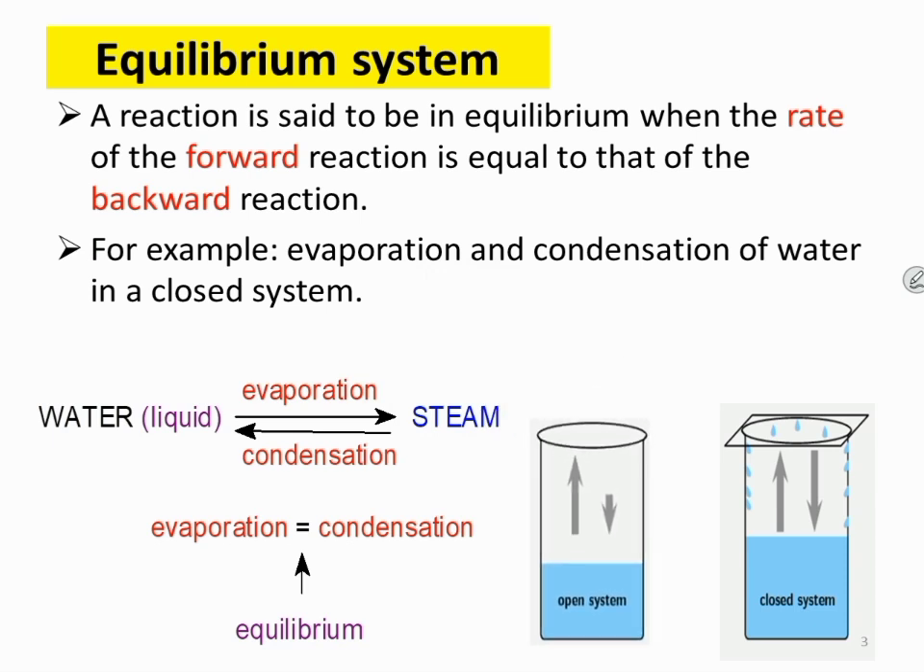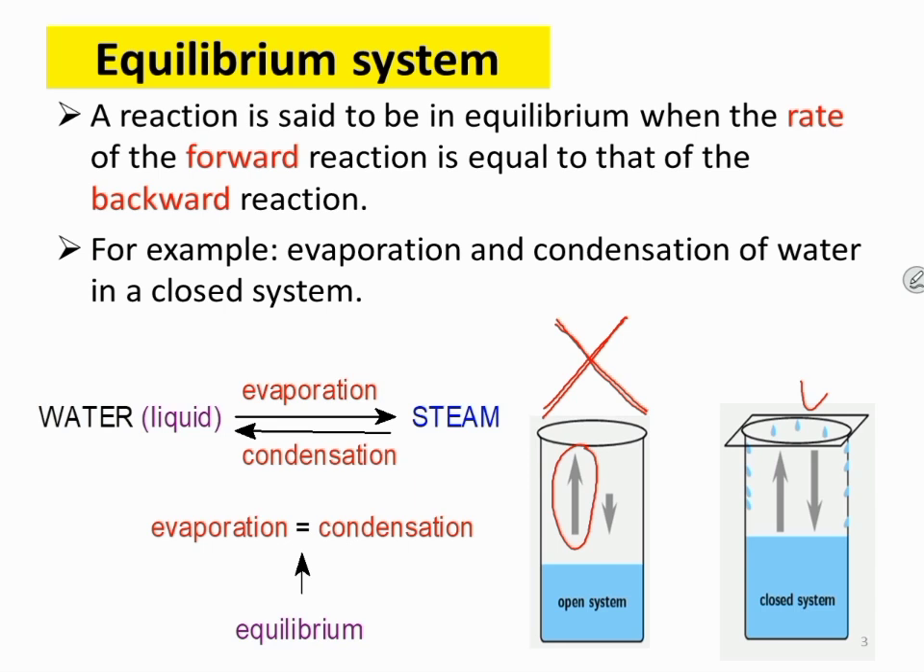But when the system is open, of course, an equilibrium reaction cannot take place, because evaporation is going to be greater than condensation. That is, the rate of evaporation will become greater than the rate of condensation. So we say this system is not an equilibrium system, but this, of course, is an equilibrium system.